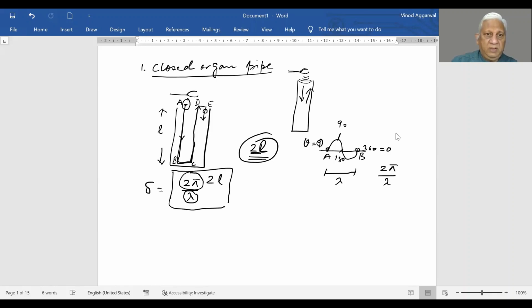What happens is when it hits this closed end, there is no phase change. But when it comes back and goes back again, at this place, there is a phase change of pi. So the total phase difference is so much. Now we know this is 4L pi by lambda plus pi.